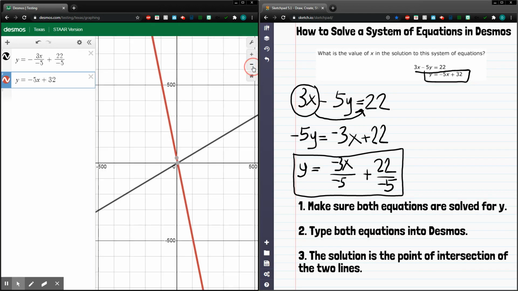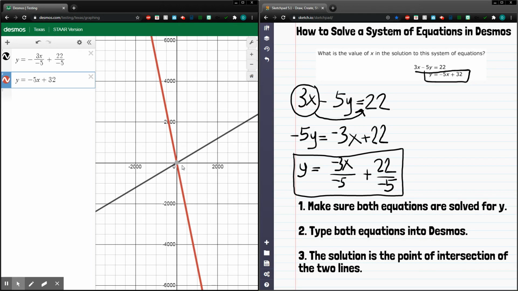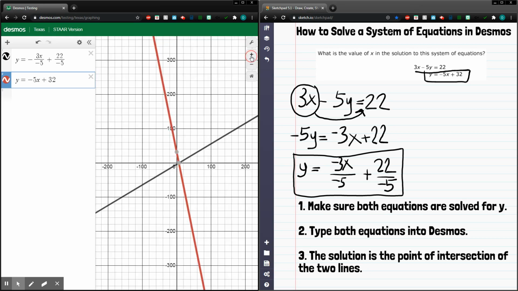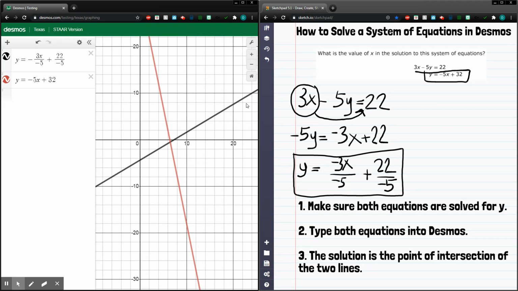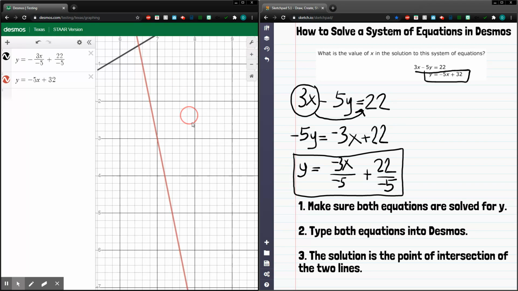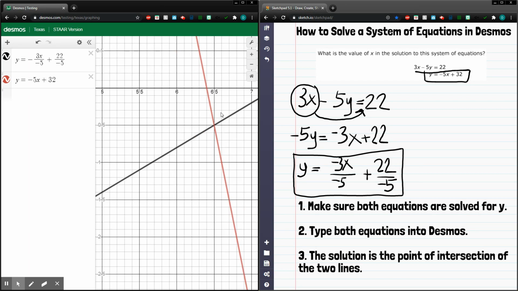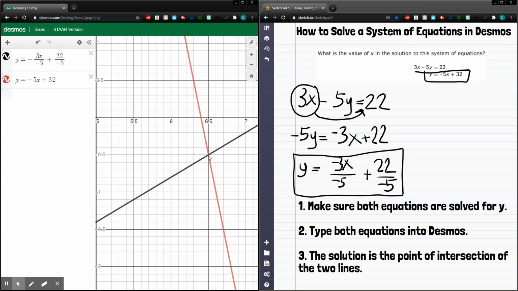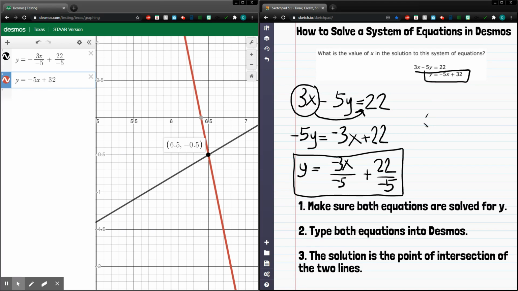I can also zoom out to make sure that I can find where they cross and then zoom in on where they're actually crossing by clicking and dragging so that it's right in the middle. So I find where the two lines cross right here. To figure out the point, all I have to do is click on it. We see that we have the ordered pair 6.5 and negative 0.5. That will be the solution.